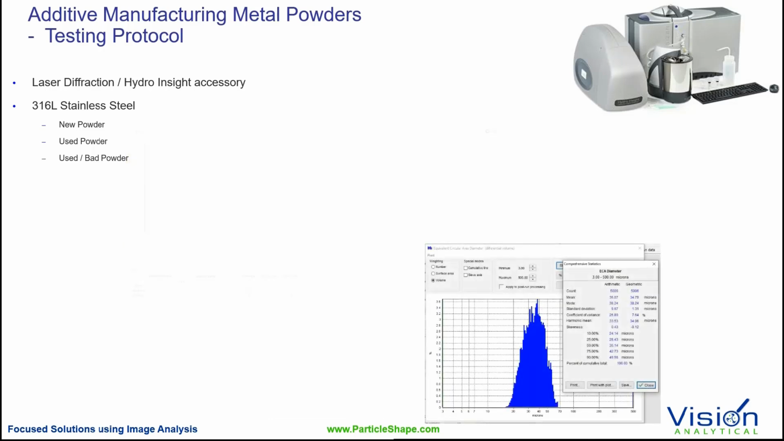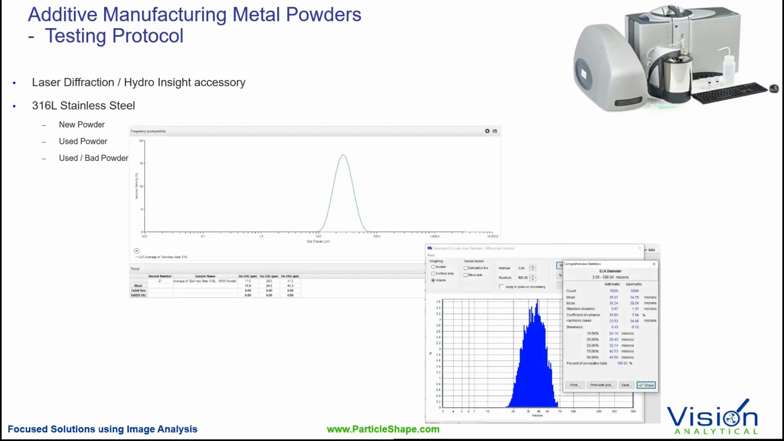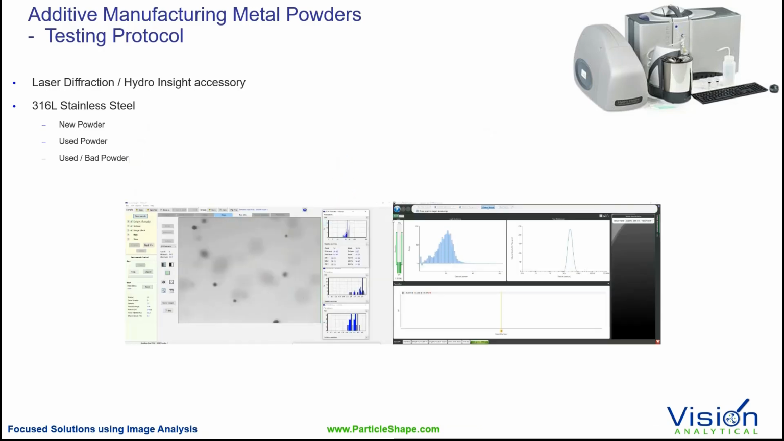The samples we're going to be running today are a 3/16 stainless steel sample used specifically for additive manufacturing. We have a new sample that has not been used. We have a slightly used sample, and I'll talk about that in a second. And we have a highly used sample, which is considered bad. Why would we want to run new and used samples?